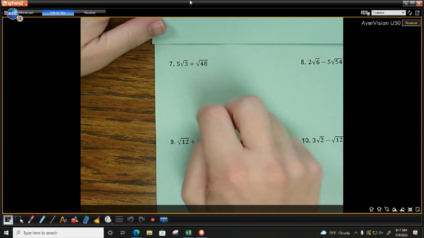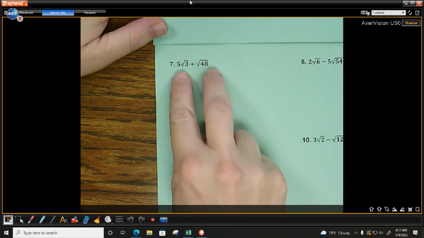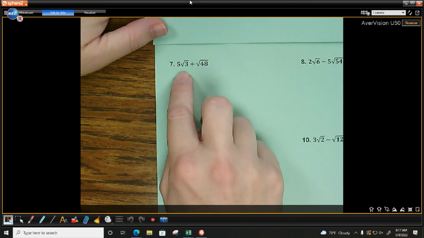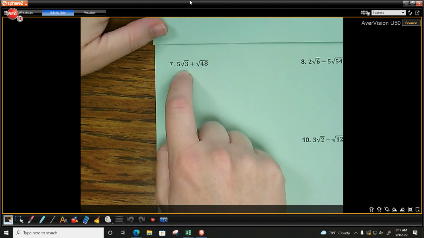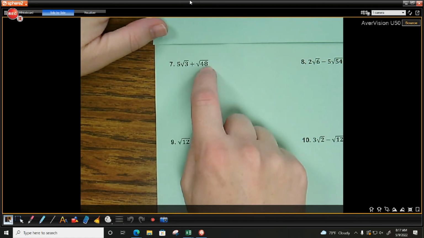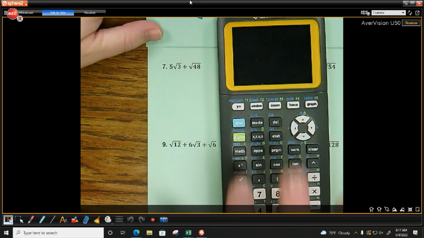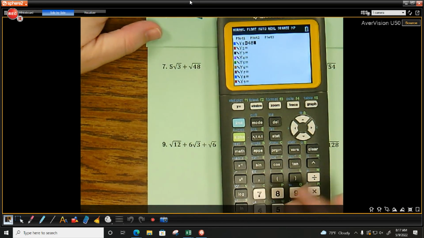Square root of 3. 3 is what kind of number? Prime. Can't simplify that. Square root of 48. Is 48 prime? Is 48 on my list? No. So let's go to our calculator, all of us. Go to y equals 48 divided by x. Go to your calculator, 48 divided by x.